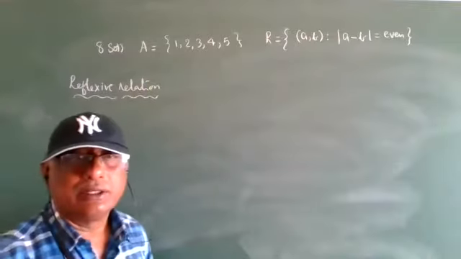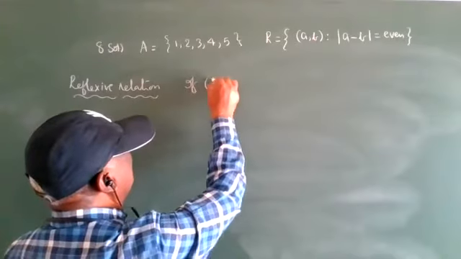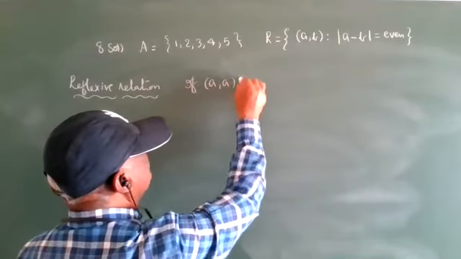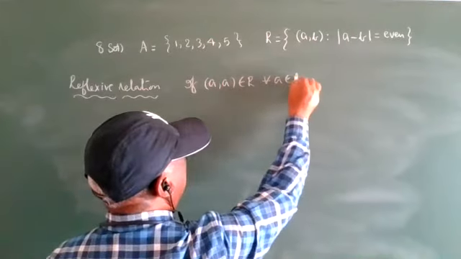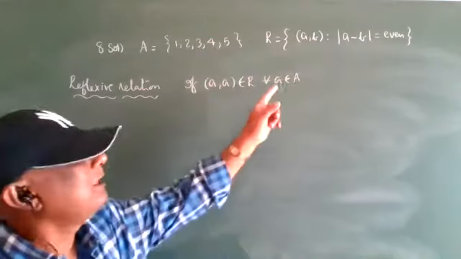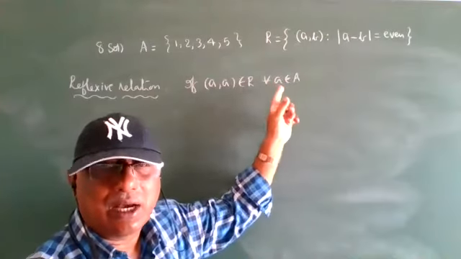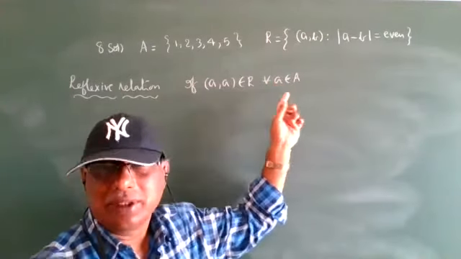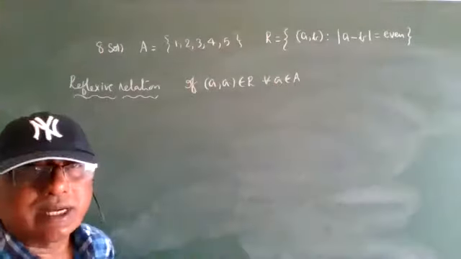Reflexive relation. What is the reflexive relation definition? If (a, a) belongs to R for all a belonging to the set A, it means in place of a we can take 1 or 2 or 3 or 4 or 5. That is the meaning. Understand?